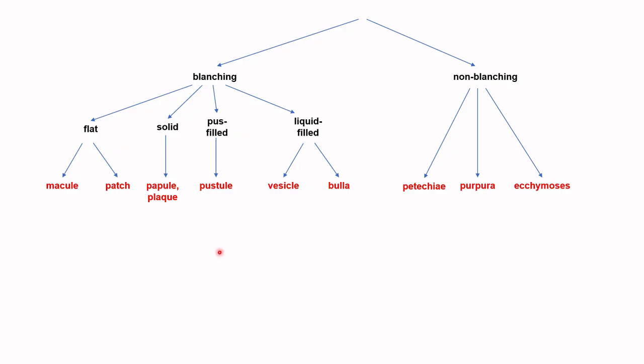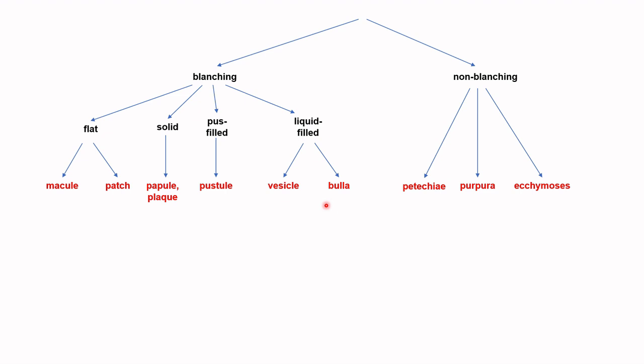I think that's the advantage. Maybe if you're a native speaker, then this will be more obvious to you. And finally, liquid-filled, and again, we decide based on size. If it's a vesicle, in case it's smaller, or in case it's big, then you talk about a bulla or bulle. Yeah, so this is one way of classifying.